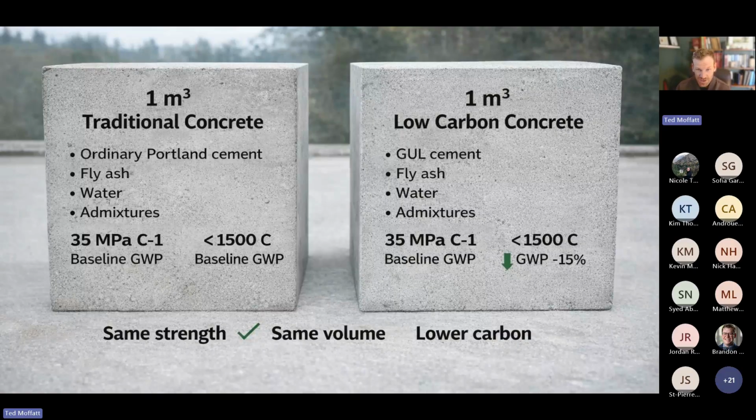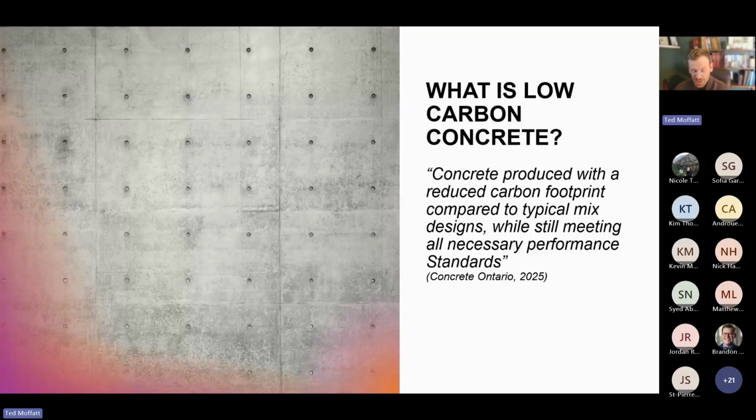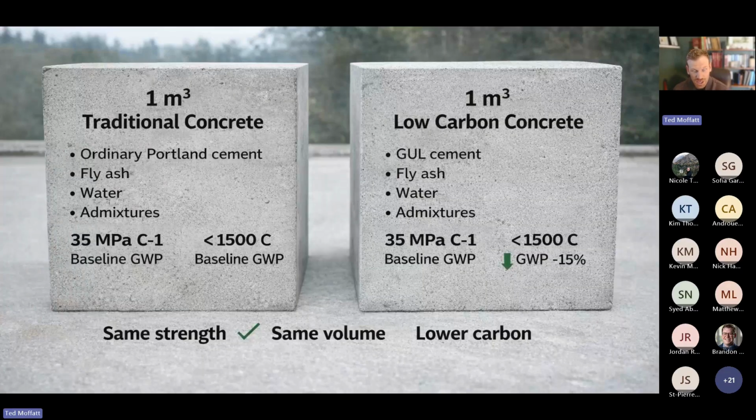So back to our definition, we're not compromising performance at all. Performance, you can think of strength and perhaps a durability requirement. So on the left, we have what we'll call traditional concrete: ordinary Portland cement, fly ash, water, admixtures, obviously aggregates. This mix achieves a compressive strength of 35 MPa, which is required per CSA to meet C1 requirements. It also has a permeability of 1,500 coulombs. It's essentially a prescriptive requirement that's within CSA A23.1, which we can call our concrete specification Bible in Canada. Essentially, this is a typical concrete used on a bridge, for example.